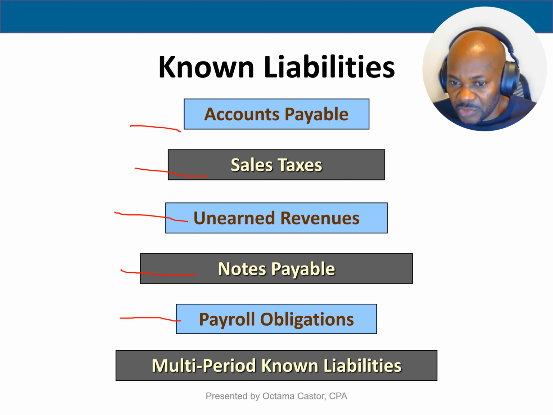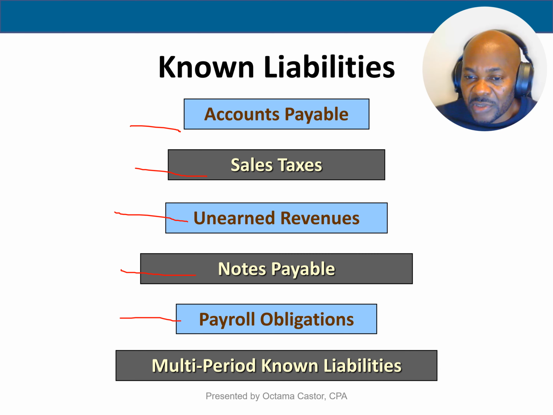Payroll obligation, we talked about payroll earlier. Well, payroll is definitely a short-term liability because companies, not most, but some of them, run payroll every 2 weeks. That's the most common period you would see, bi-weekly payroll, but some companies run them twice a month or even every week. But payroll is classified as a short-term liability. Multi-period known liabilities, these are liabilities that you carry in your books from one period to another.